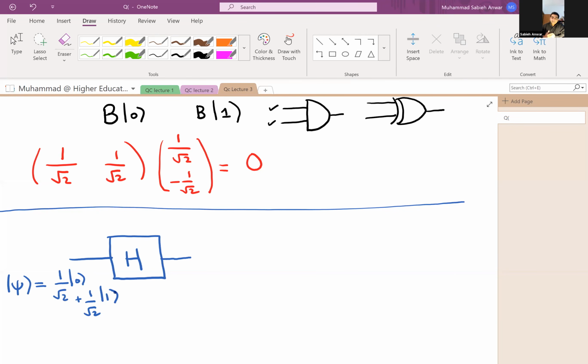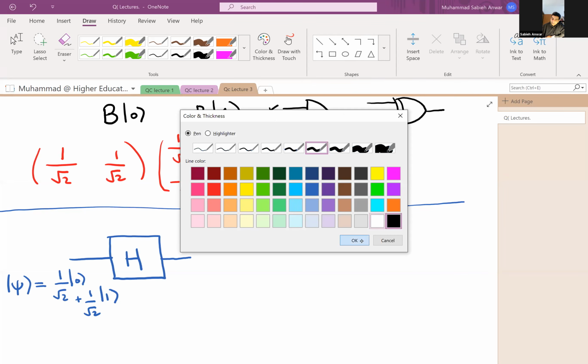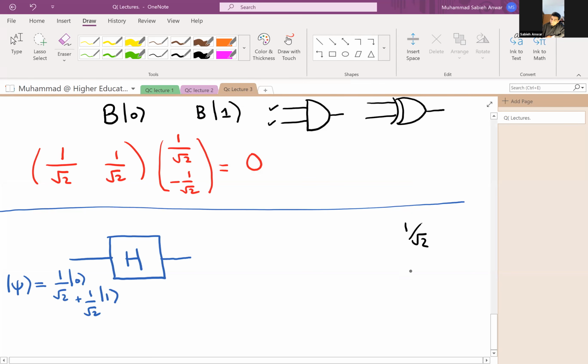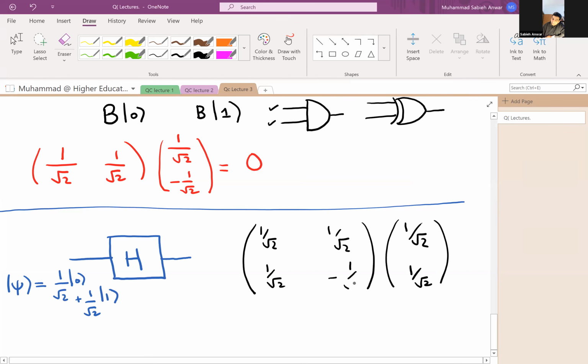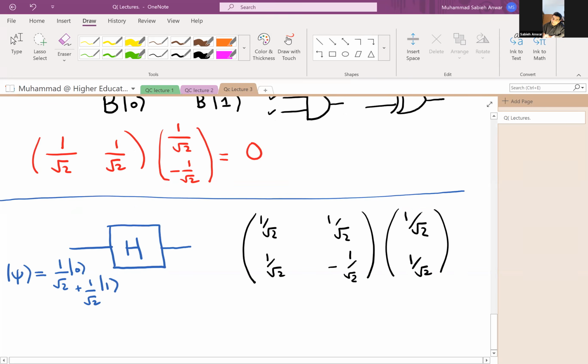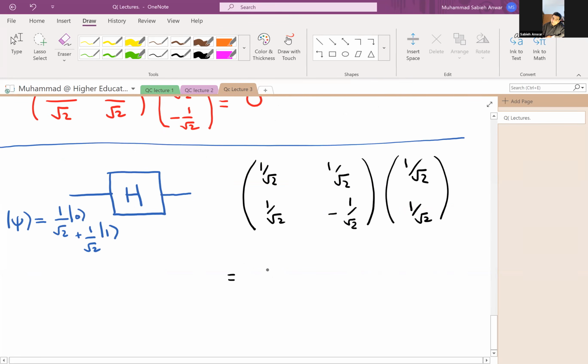I can do a matrix multiplication, right? So I could take the input state, 1 over root 2, 1 over root 2, in the form of a column vector, and take the matrix for the Hadamard gate, which is 1 over root 2, 1 over root 2, 1 over root 2, minus 1 over root 2, okay? And I just multiply things out.